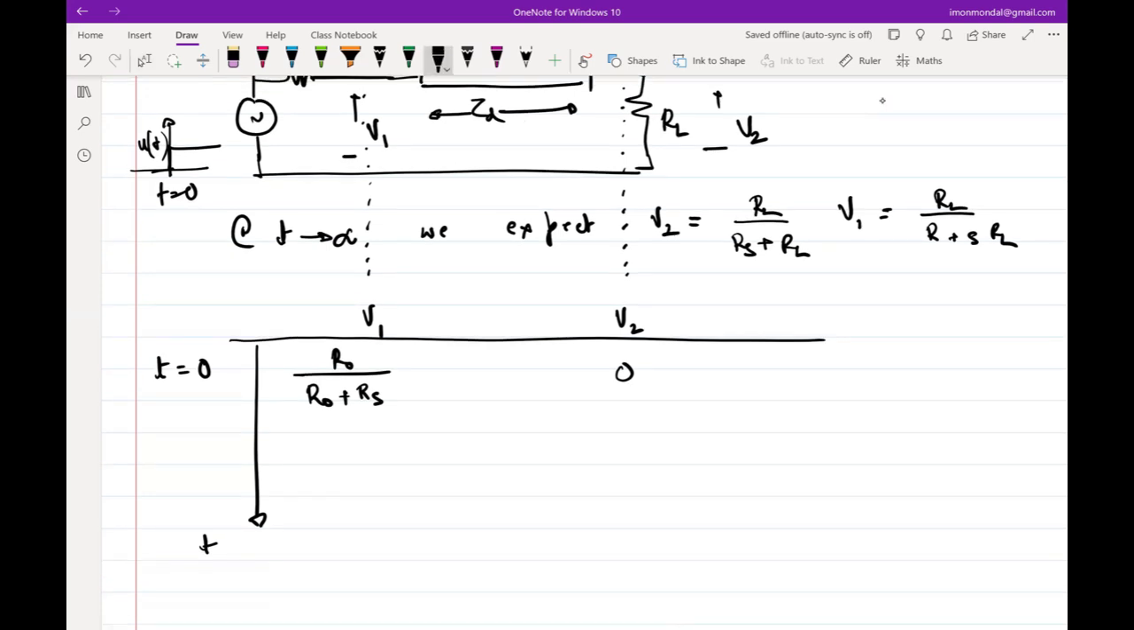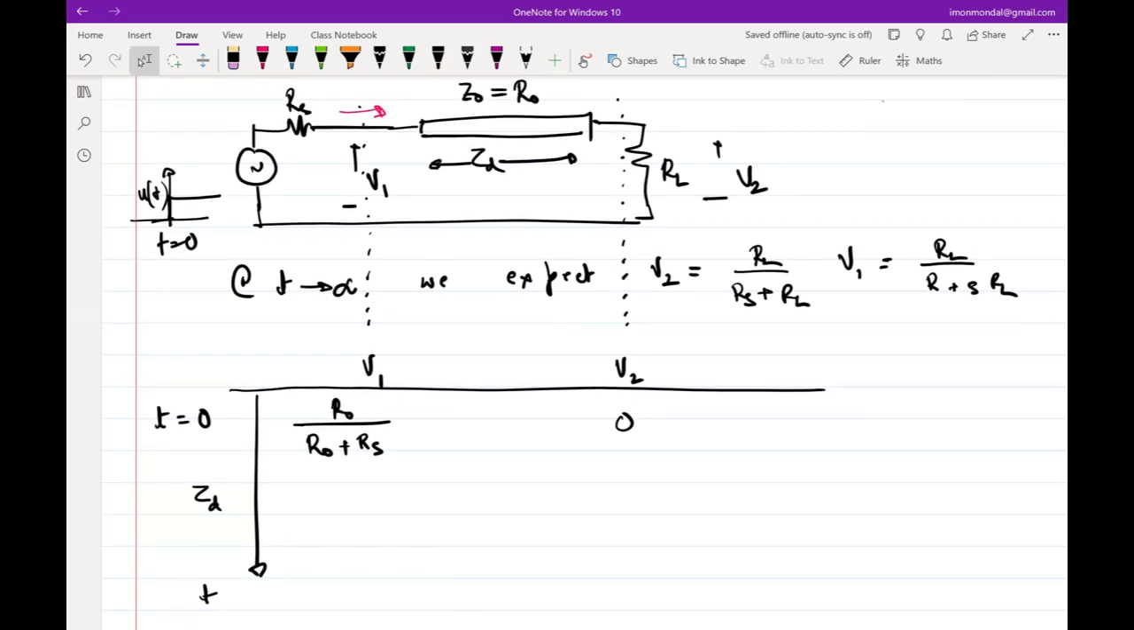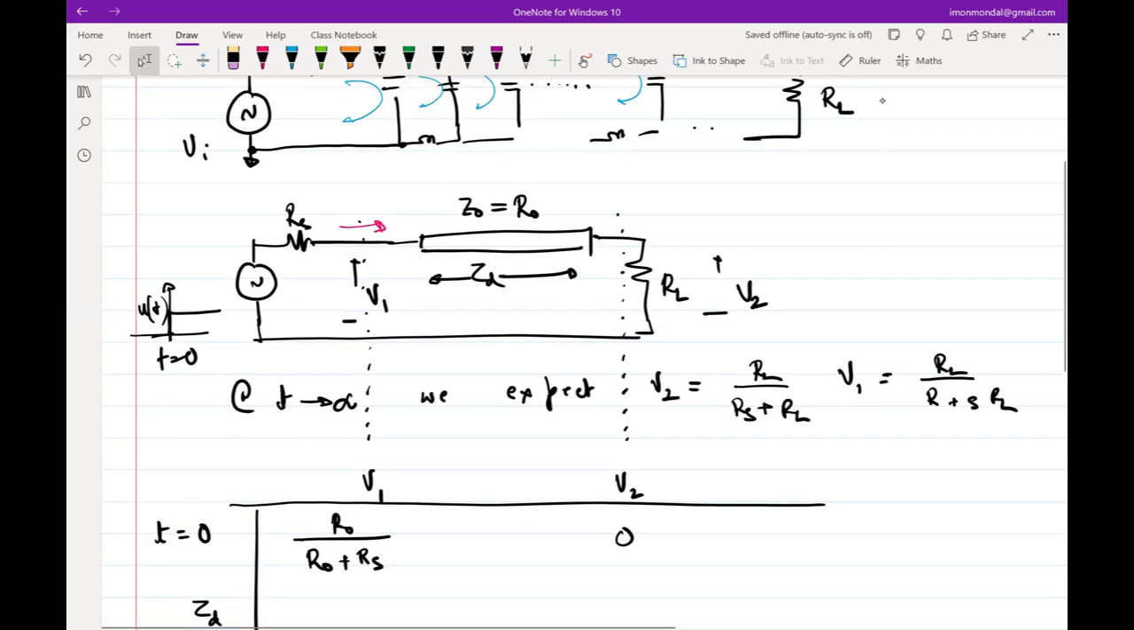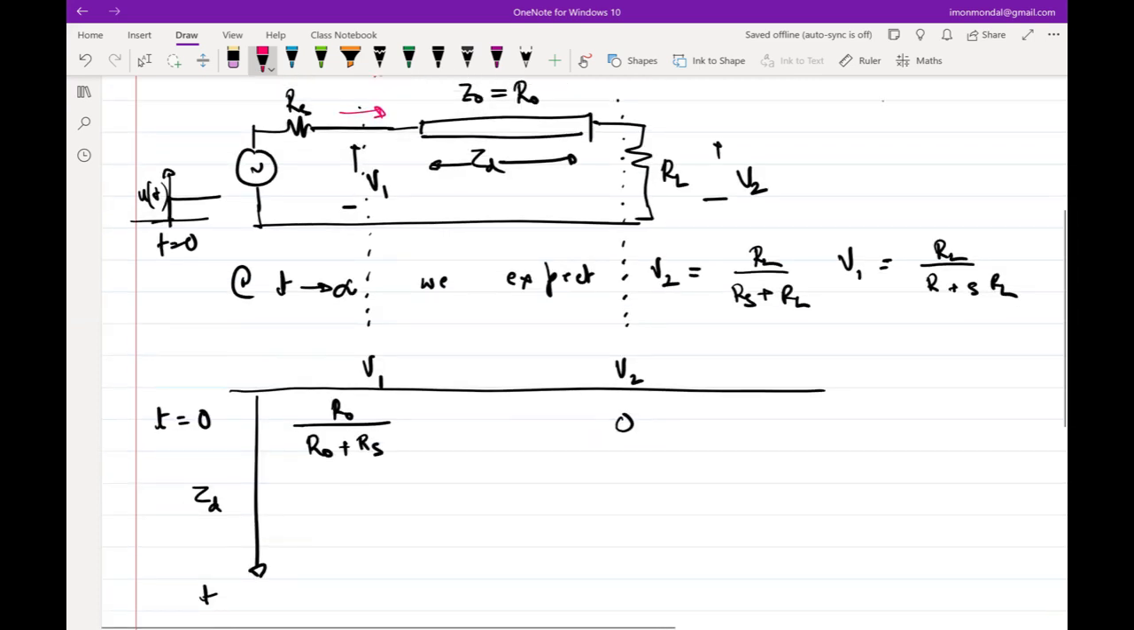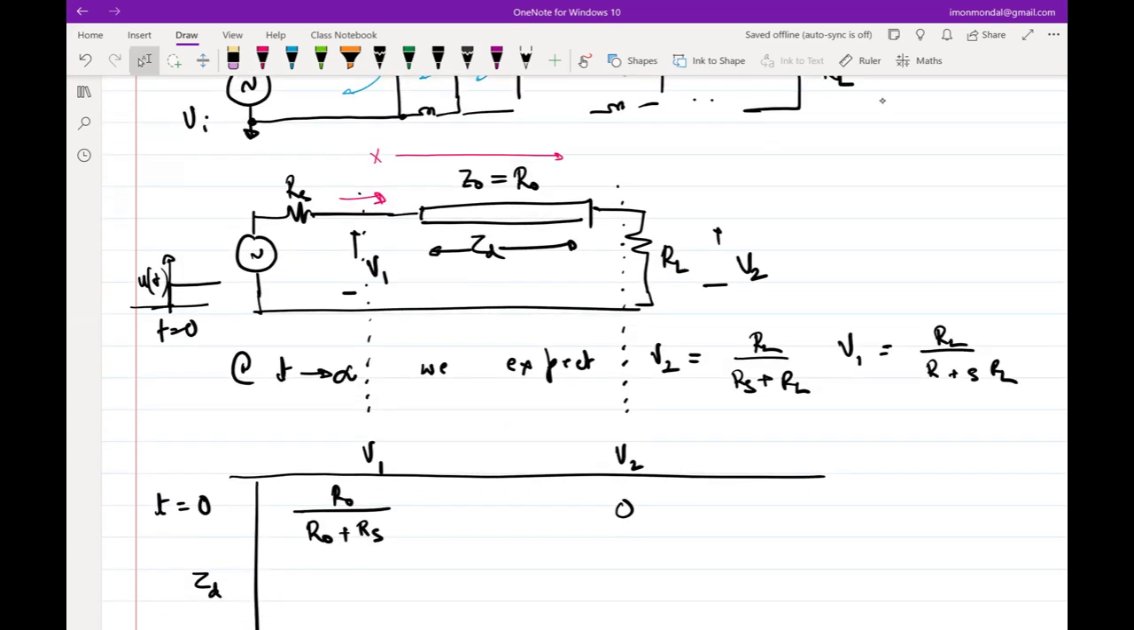So after, let's say, time t equal to tau d, what do you expect V2 to be? You would expect this wavefront that was at time t equal to 0 here to move all the way, and after time t equal to tau d, it will reach V2. So there is a forward going wave, and this forward going wave has reached V2 after time t equal to tau d. But at that junction, R0 is not equal to RL. So now it knows that it's not an infinitely long line. It sees a discontinuity. Before that, it didn't know.